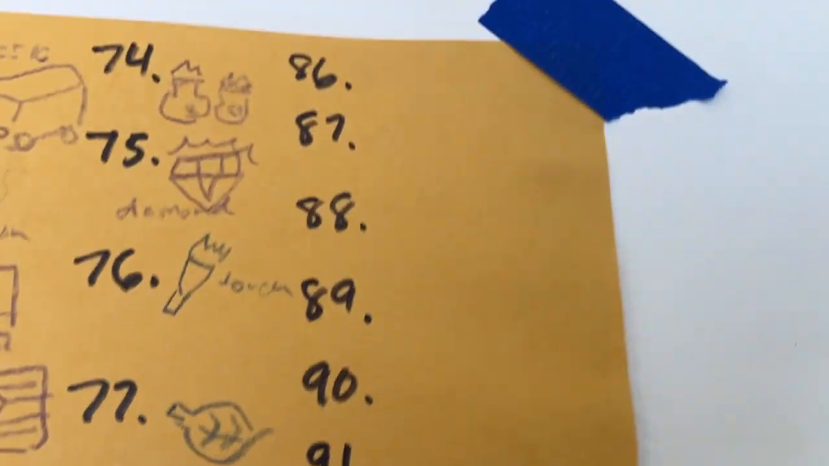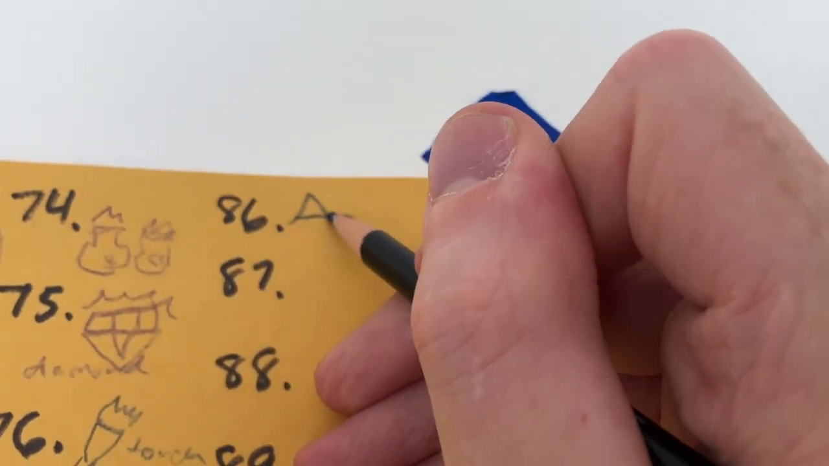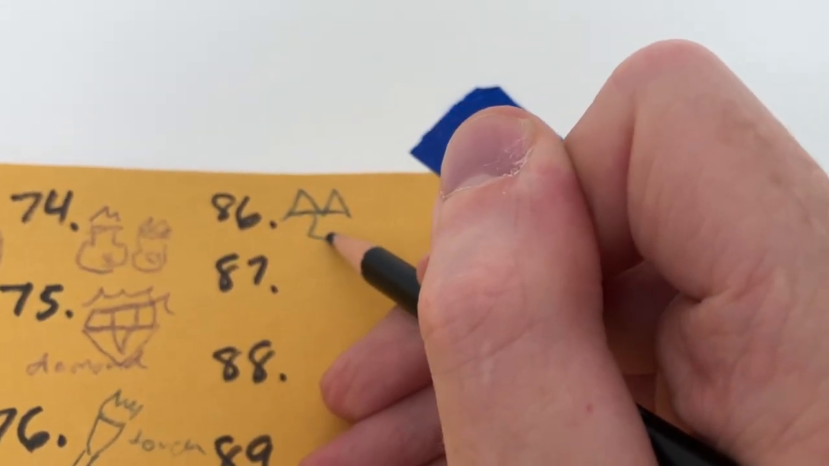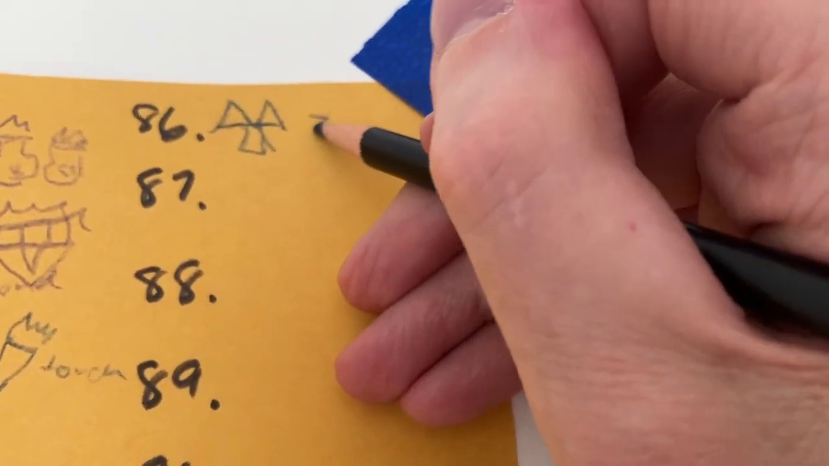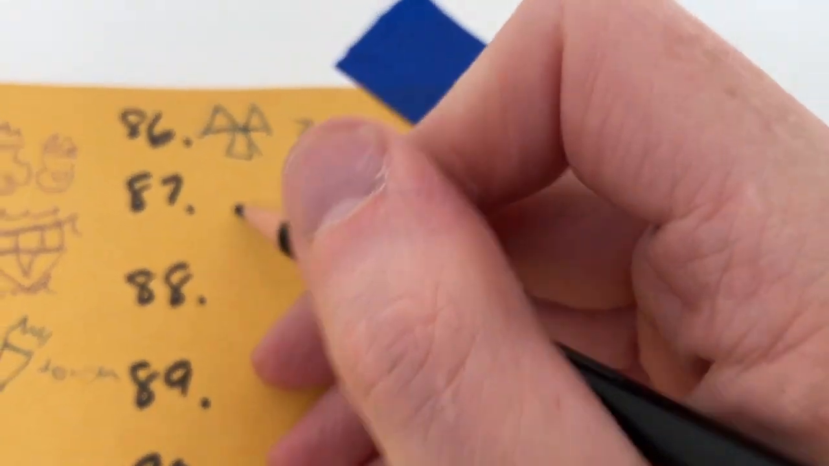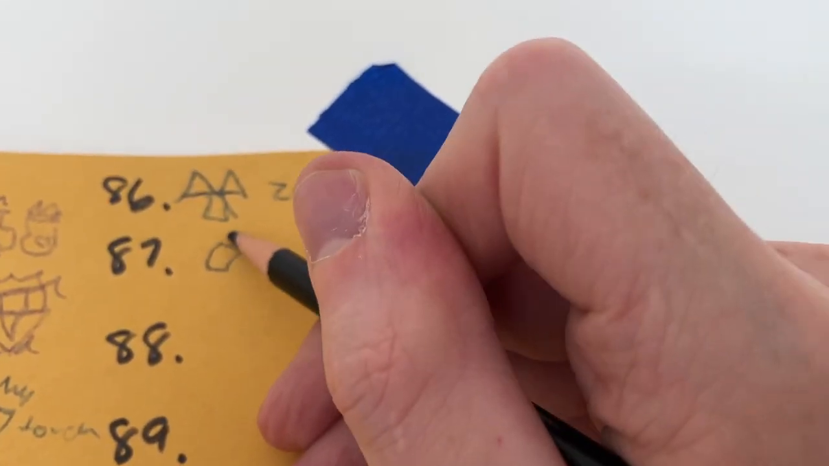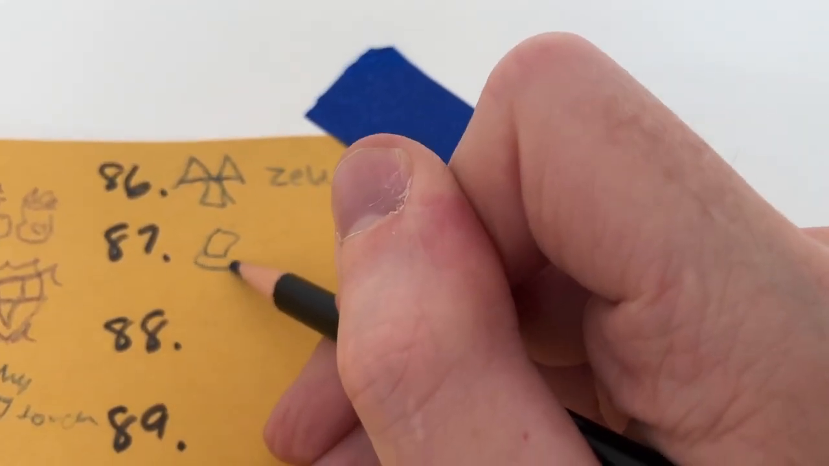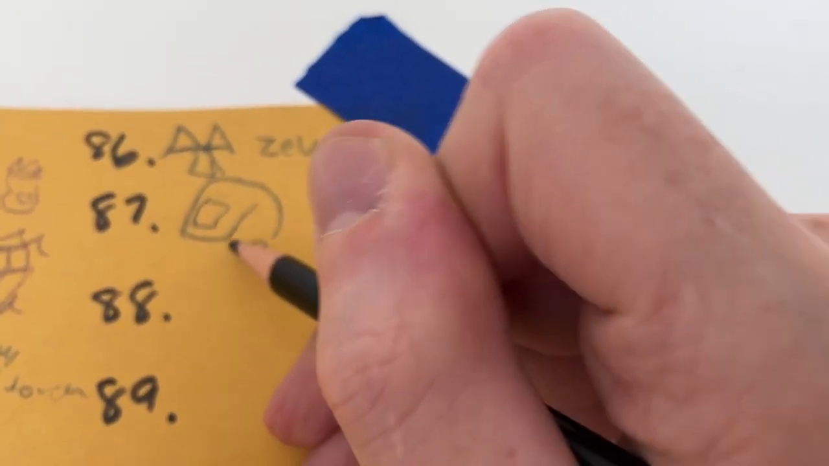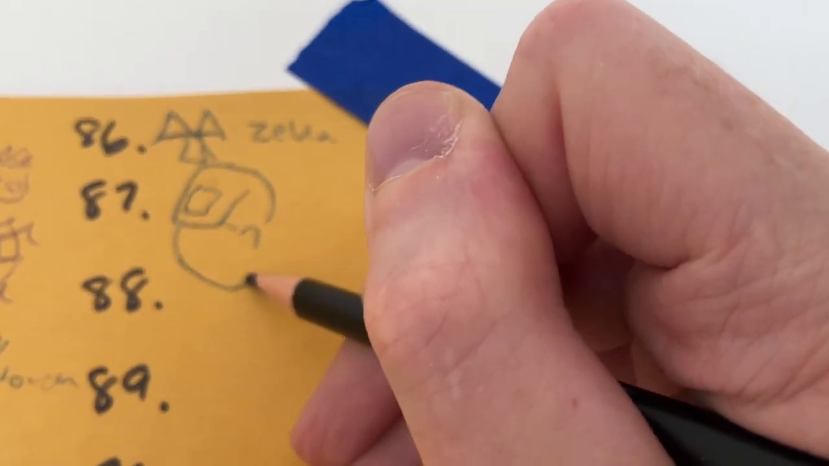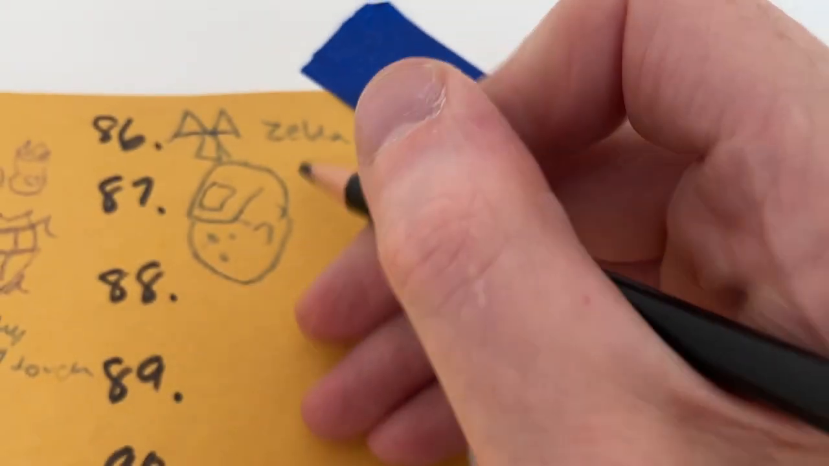And of course, with video games, year 86 will be Zelda. That's when Zelda came out. Well, the Triforce looks like a radioactive symbol, but that's fine enough for me. 87, I am going to put Mega Man, because that's when Mega Man came out. And I'm not going to draw him very well either, but that's all right.